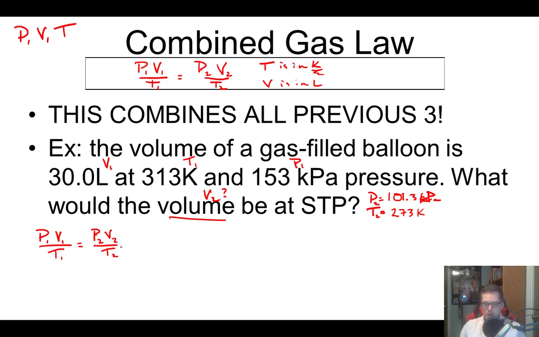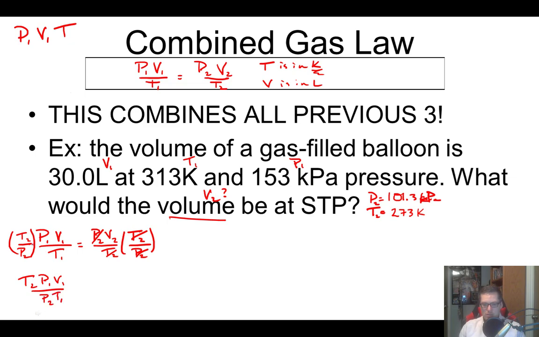So in order to do that, we need to multiply by T2. If we multiply by T2 on both sides, then this T2 will cancel, and the T2 gets moved over there. And the P2 is on top, so that means we need to divide by P2 on both sides. So we'll divide by P2 over here, so the P2 and the P2 cancel. So now if we rewrote this, this would be T2 times P1 V1 over P2 T1.